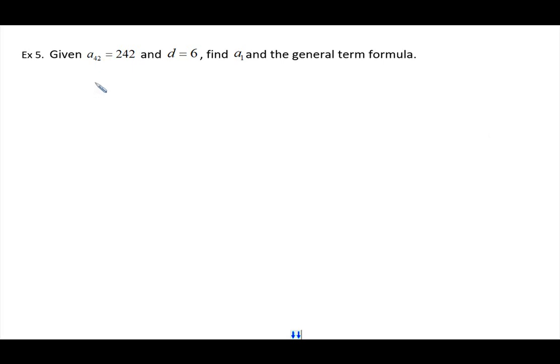All right, so let's take a look at this problem here. They gave us the 42nd term is 242. They give us the common difference, and we need to find the first term and then the general formula. Okay, so once again, like I told you, we're going to be using this equation a lot, right? The general term formula.